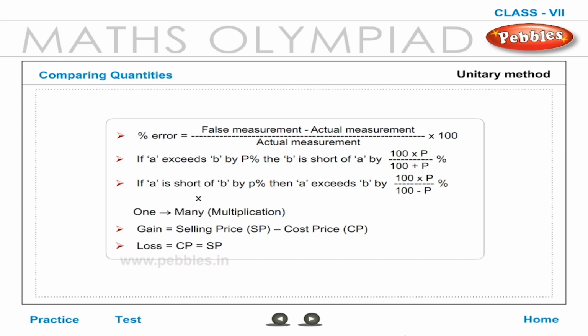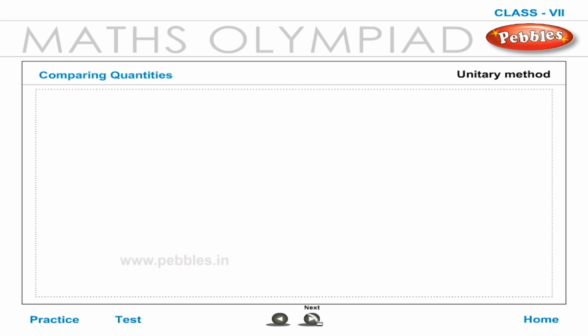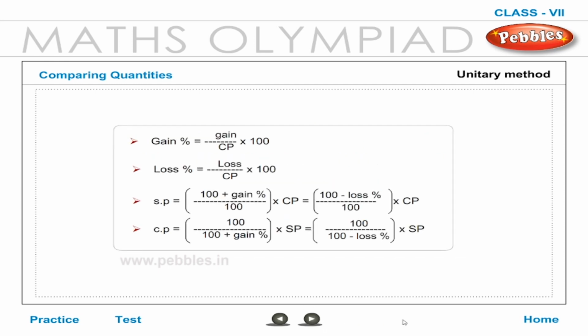Gain is equal to selling price, that is SP, minus cost price, that is CP. Loss is equal to CP minus SP. Gain percent is equal to gain/CP × 100. Loss percent is equal to loss/CP × 100.